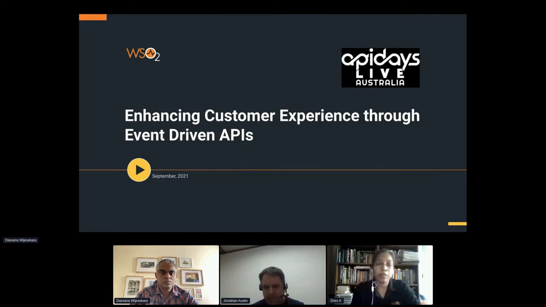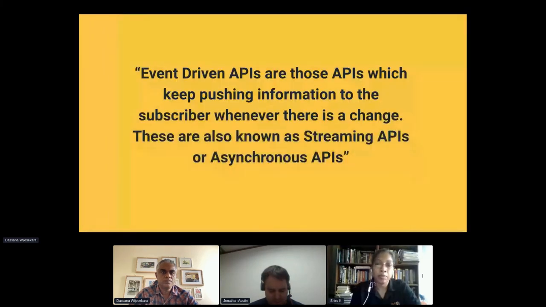So I think if we look at a rough definition of what event-driven APIs are, event-driven APIs basically are APIs which keep pushing information to a subscriber whenever there is a change. So there's a difference here. You basically don't wait until someone asks for information. Once that initial communication channel is established, then information just starts flowing. They're called event-driven APIs, obviously, because behind the scenes, there is a lot of event-driven activity happening. But if you look at the terminology out there, you can also see the terms streaming APIs or asynchronous APIs, because these also describe the nature of these APIs.